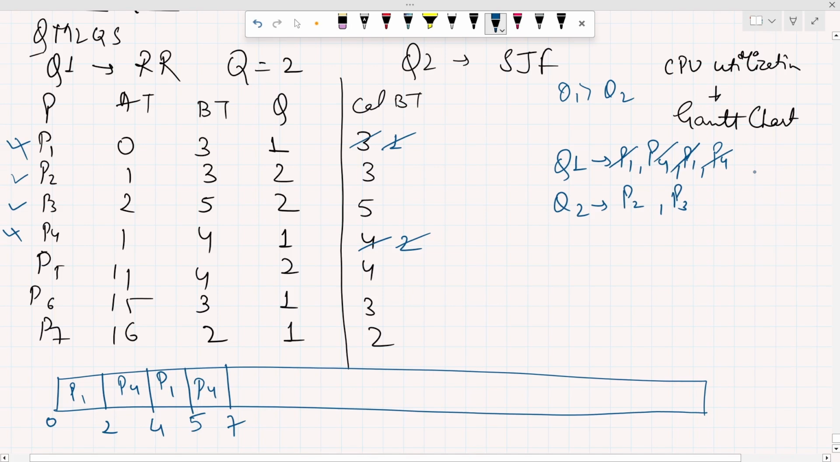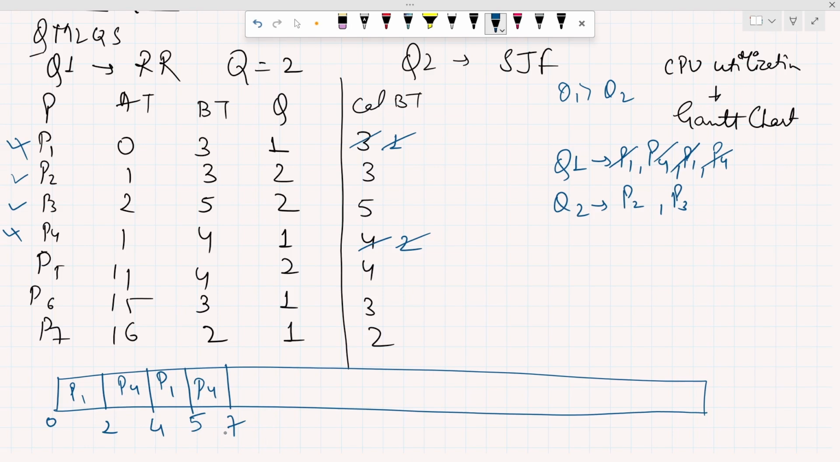So from 5, the burst time left for the P4 process is what happened. At 7, P4 is completed. After that, what we have to do is check whether at 7 there is a new arrival, a new process or not. The answer is no, no new process.